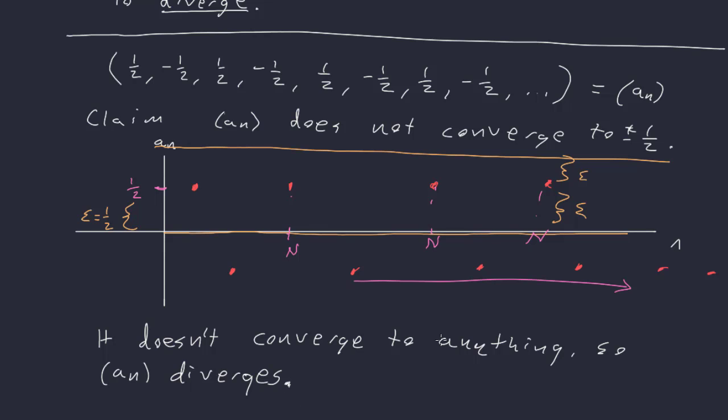Now, right now we're not going to do many proofs proving that something diverges unless it's just completely obvious. We're going to have a criterion that we can apply as we move forward to do that.